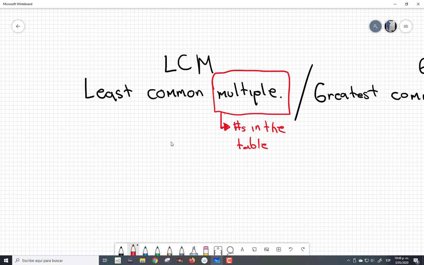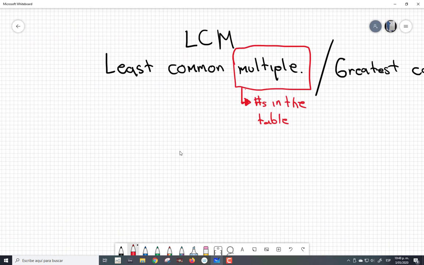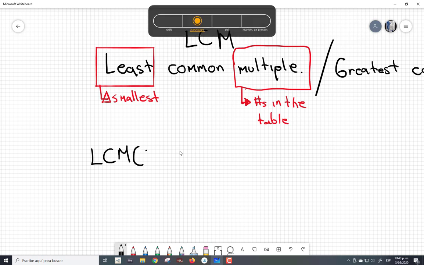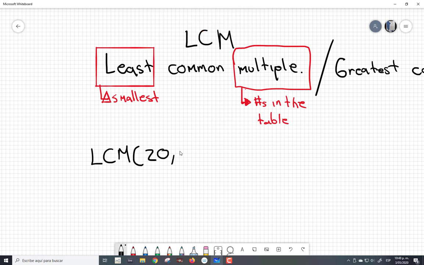So the least common multiple of two numbers is going to be the smallest. Remember the concept of least. The least means smallest. The smallest number that the lists of the multiples of two numbers have in common. For example, let's say that we want to find the least common multiple of 20 and 16.